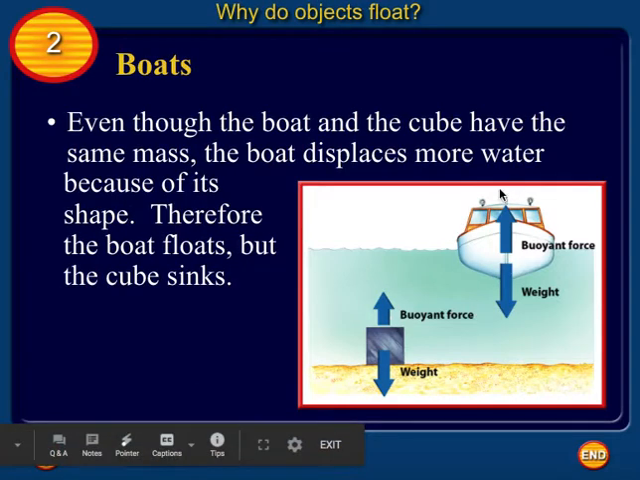Even though the boat and the cube have the same mass, the boat displaces more water because of its shape. So they're saying that here's a boat made out of metal, here's a cube made out of metal. Depending on the shape of that object depends if it's going to float.